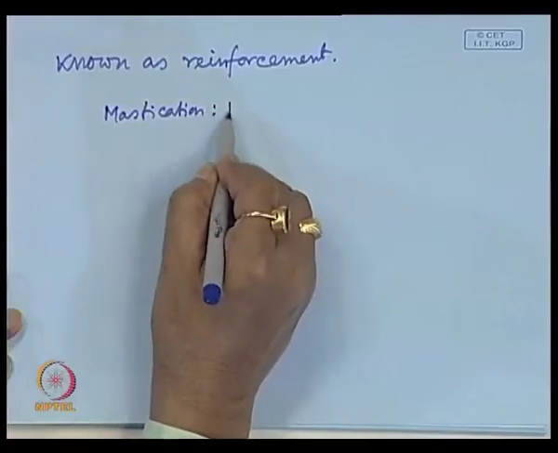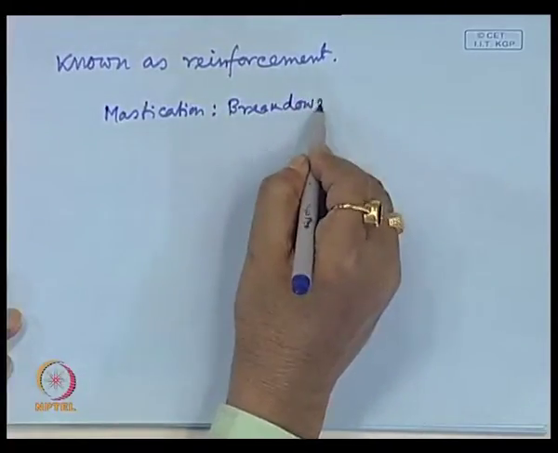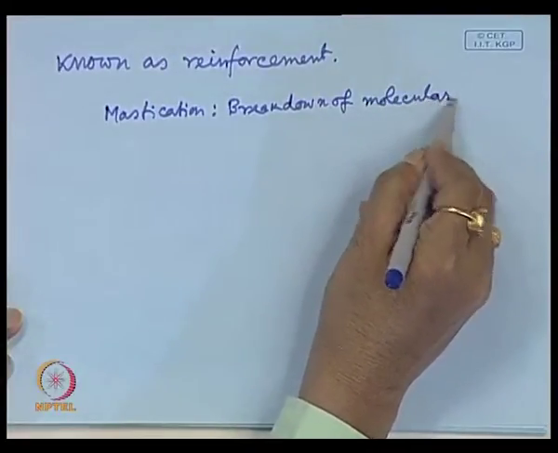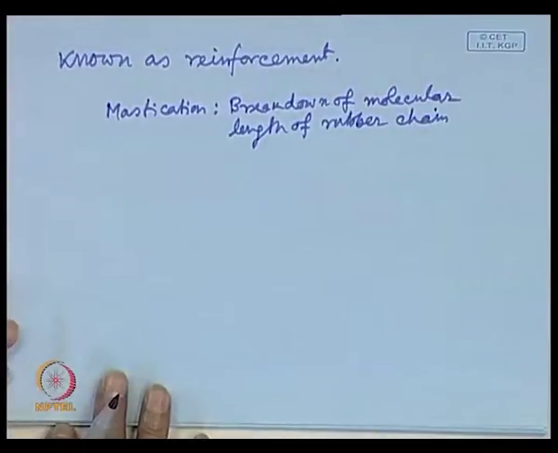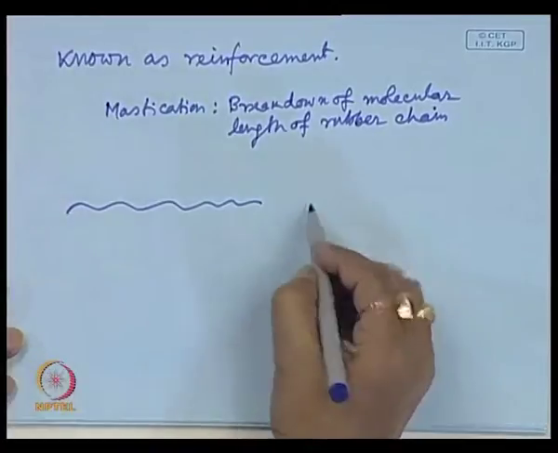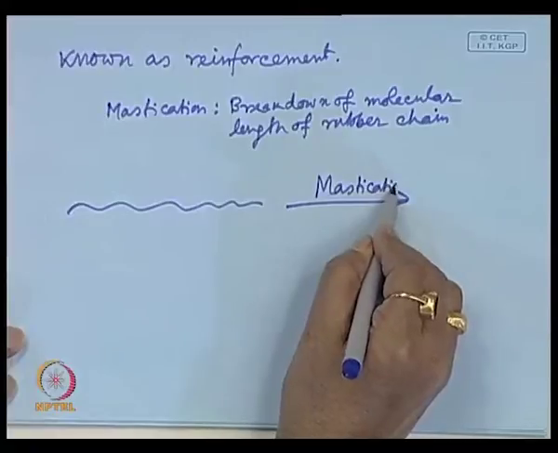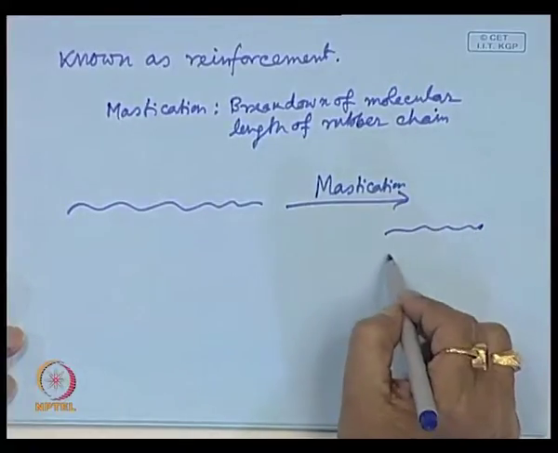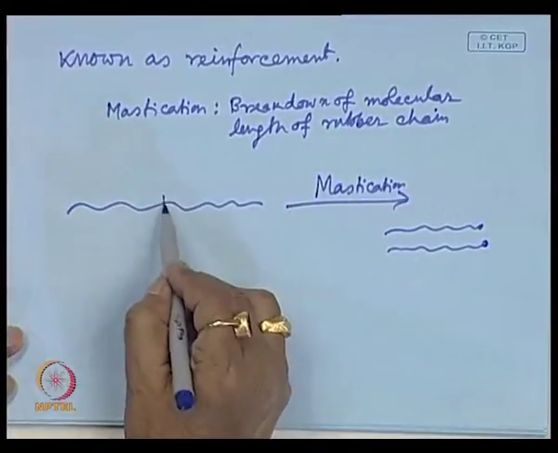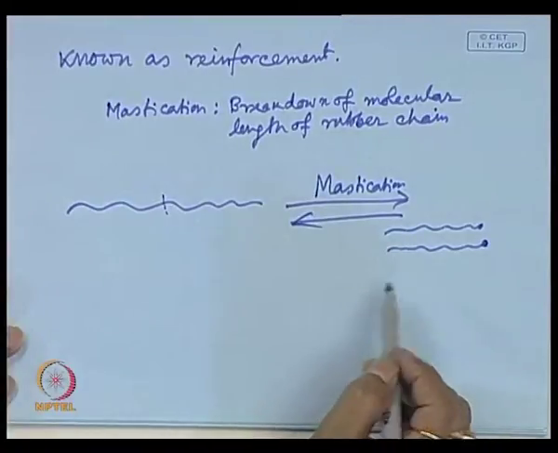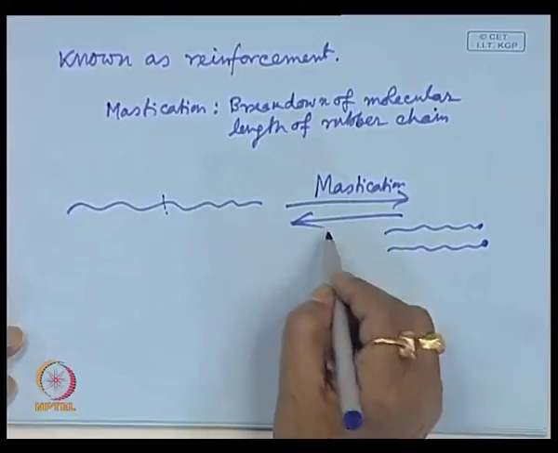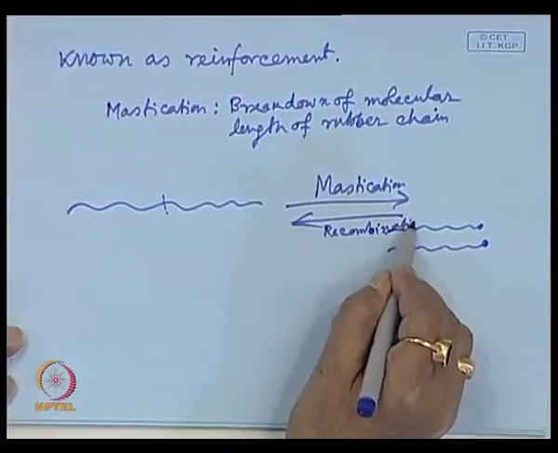Mastication process: breakdown of molecular length of rubber chain. Say suppose this is the length of a rubber chain. In mastication, it will form two parts after breakdown by tearing, a simple tearing by shear force here. So, two free radicals are generated. Now, this is a reversible process. They can recombine again, mastication and recombination.